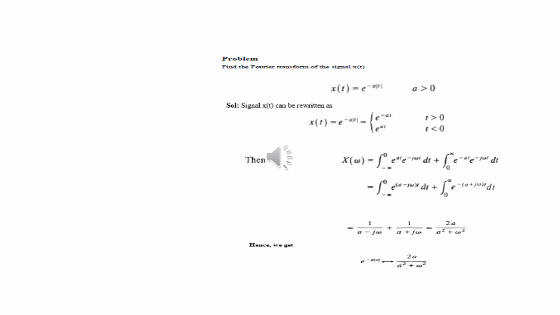On simplification, we get 2a over a square plus omega square. So the Fourier transform of the given signal is nothing but 2a by a square plus omega square.